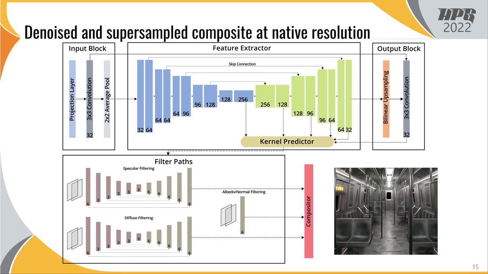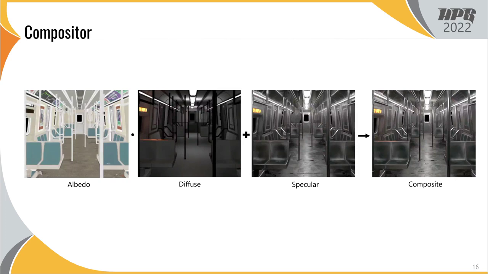Once we get the results from the filtering paths, we can do a composite to get denoised and supersampled result at the native resolution. We use a simple compositor where the supersampled albedo is modulated with the denoised diffuse and then added to the denoised specular.